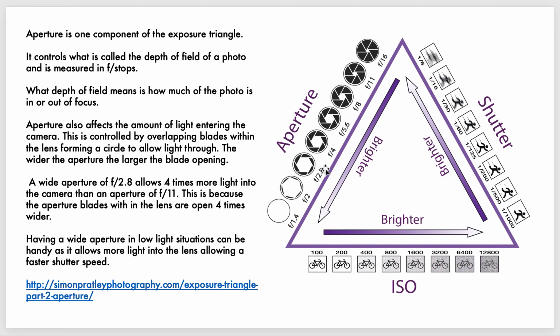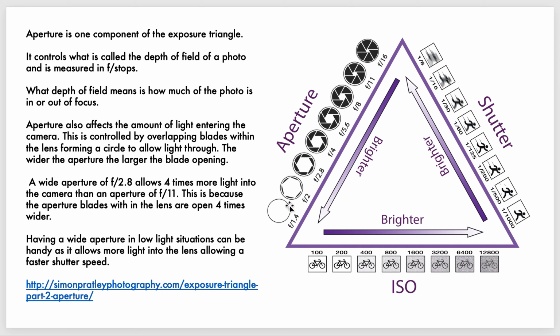All right, so aperture is this one side of our triangle, our Bermuda Triangle of exposure. It controls what is called depth of field, and we're going to talk about that a little bit later on. And it is measured in f-stops.